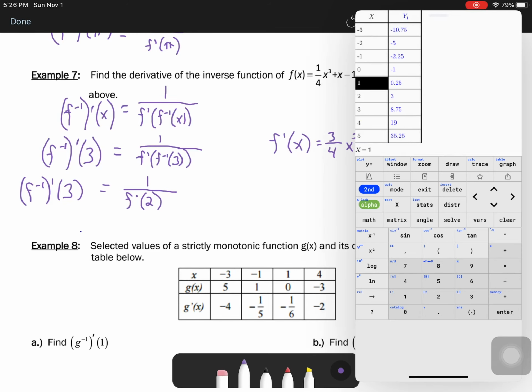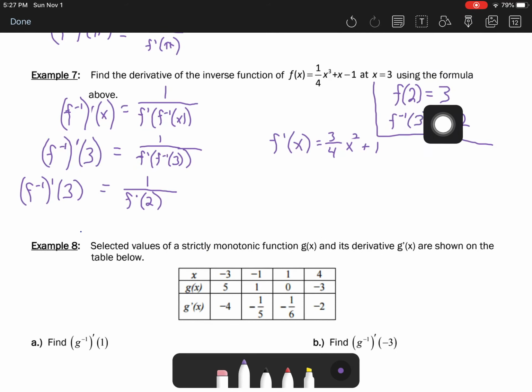If I pull up the table, remember what I'm looking for here, because I'm evaluating at 3, I want to look on my y column and ask, where's 3? Oh, there it is. So actually the 2 is what's important, because here's what we're saying: if (2, 3) is a point on the original function, then (3, 2) is a point on the inverse function. So that's what I'm writing over here: f of 2 equals 3, because when I input 2, I got 3 on that function, which means f inverse of 3 equals 2, because they're always reflected.